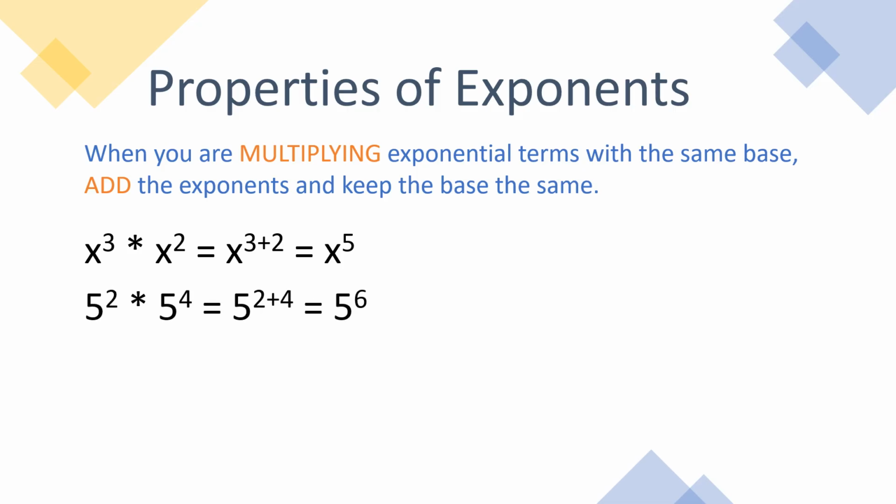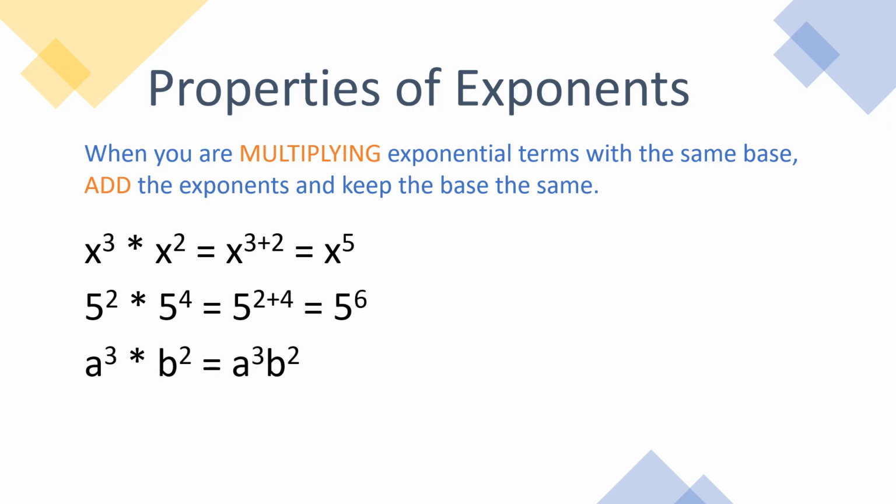It works with numbers just the same. 5 squared times 5 to the 4th. Hey, the bases are the same. Keep your base a base of 5. And now add your exponents. 2 plus 4 equals 6.